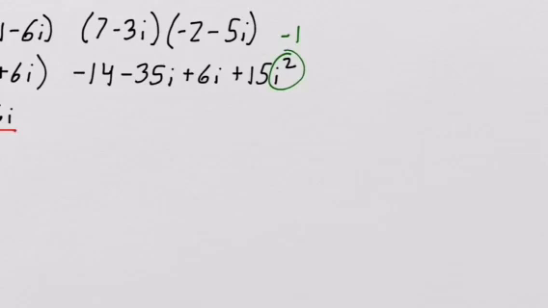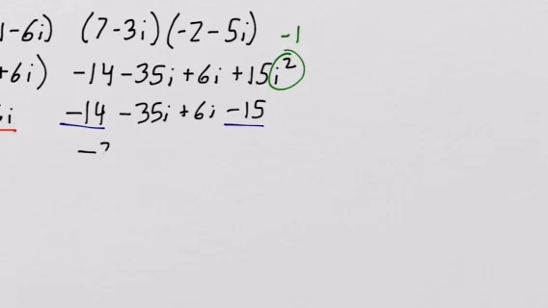So I can come down and do negative 14 minus 35i plus 6i minus 15. And now it's a matter of combining my like terms. So I have the minus 14 and the minus 15. That gives me minus 29. And then negative 35i and positive 6i, adding those together gives me negative 29i.